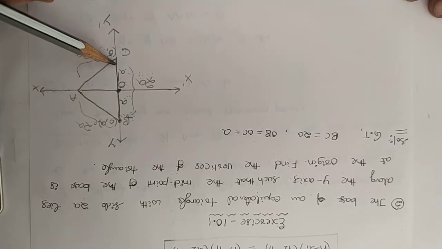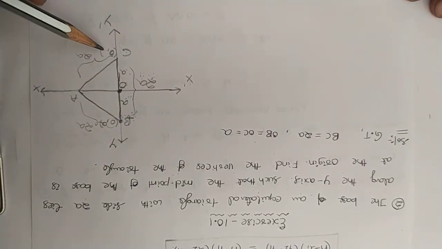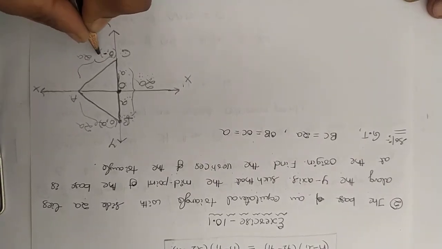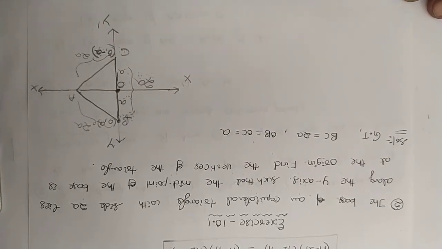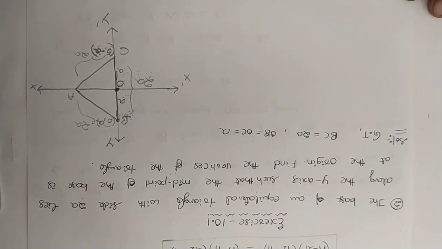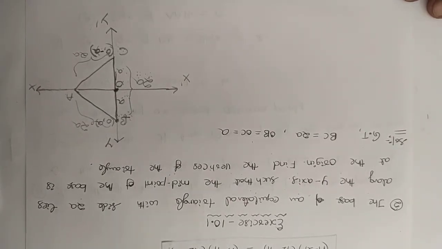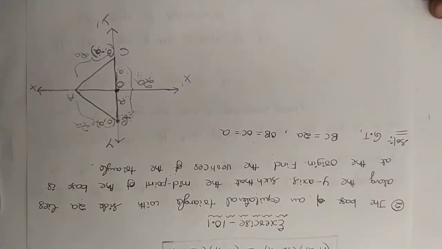It is on the negative y-axis. Then it will be negative. Minus a. See, geometry is purely concept oriented, so you have to imagine the figures. Also, you need basic concepts that we have learned in our lower classes.